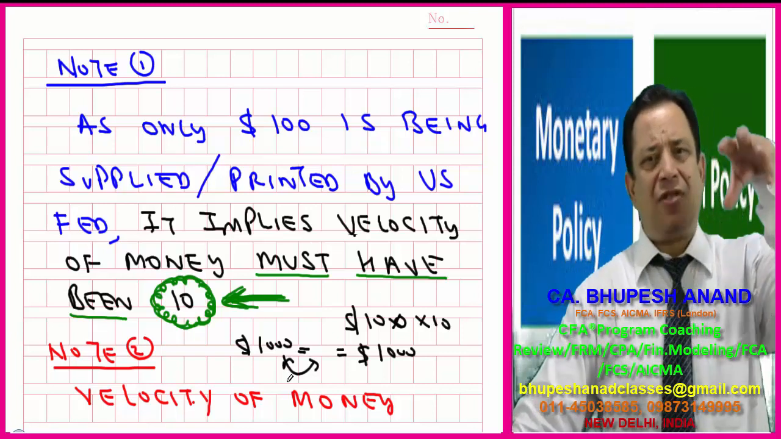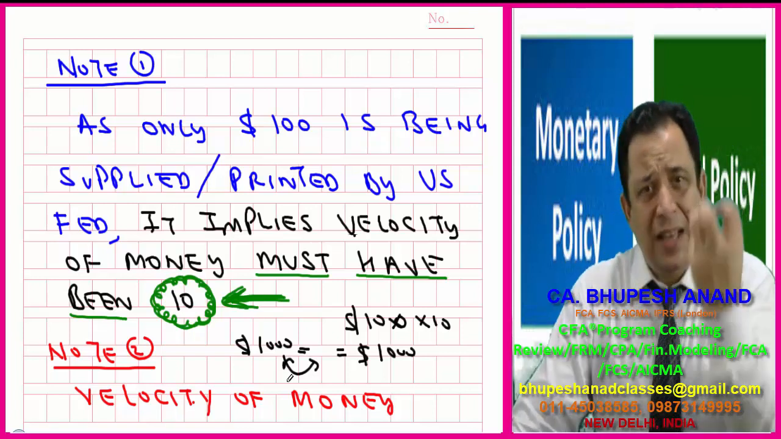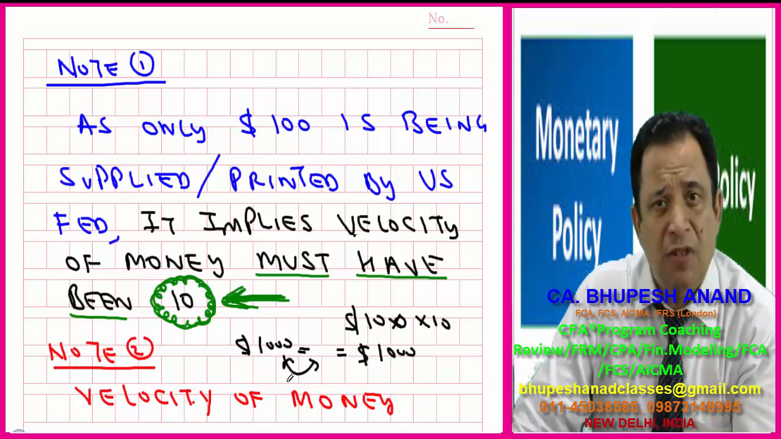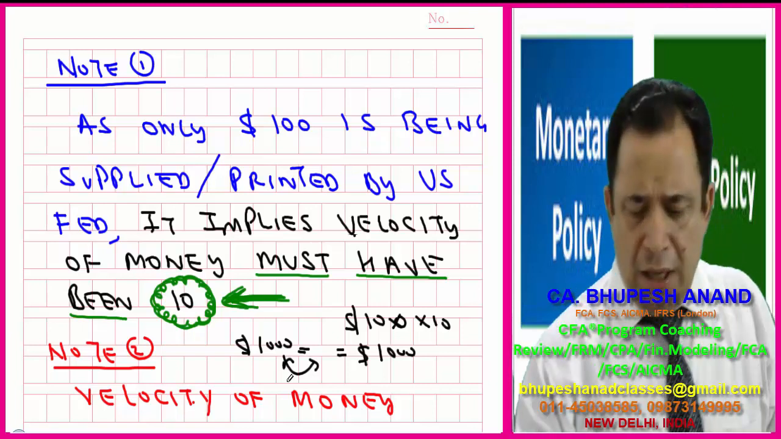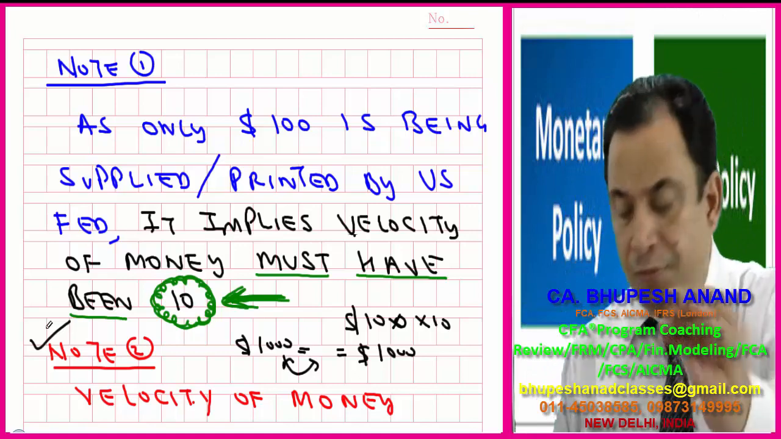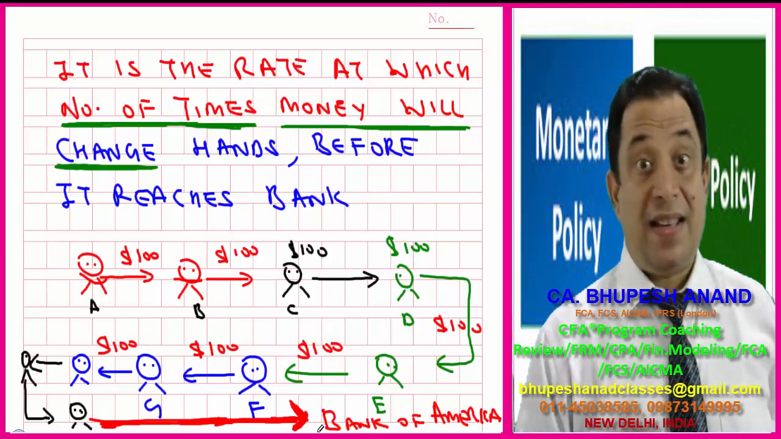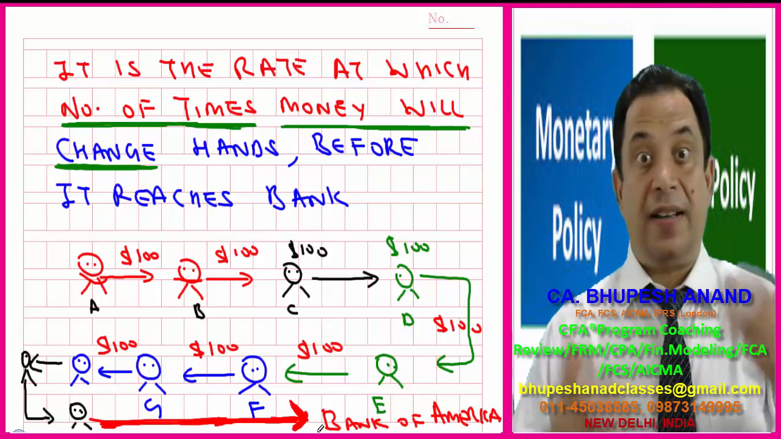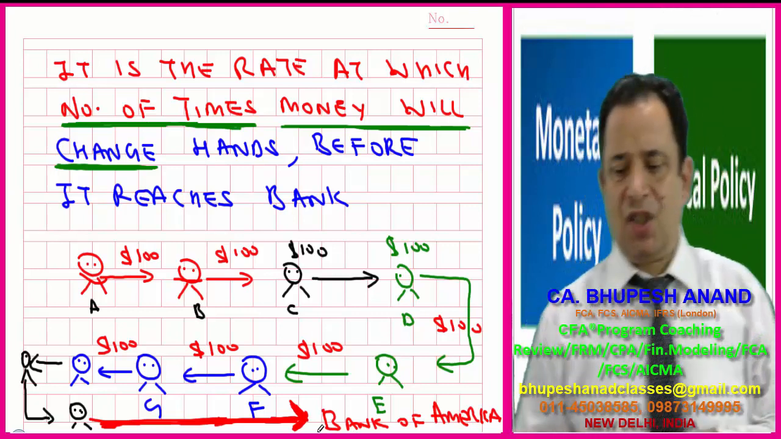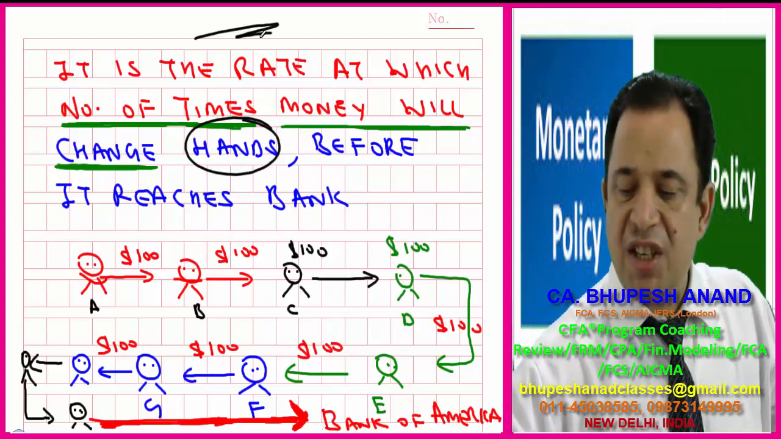So in this case study, I have just told you why total spending is equal to quantity of money supplied. Now, within quantity of money supplied, I have used one point, that money supply into velocity of money. Now, I want to tell you what is the meaning of velocity of money. So just write down note number two, velocity of money. Very important concept. What is the meaning of velocity of money? Velocity of money is the rate, like velocity of speed. In physics, you must have read that velocity is the speed. Velocity is the rate at which number of times money will change hands.